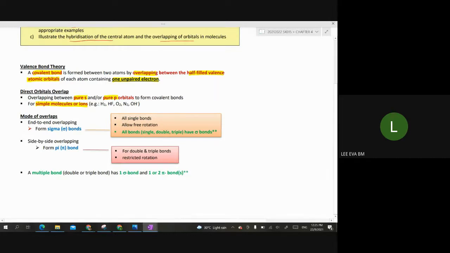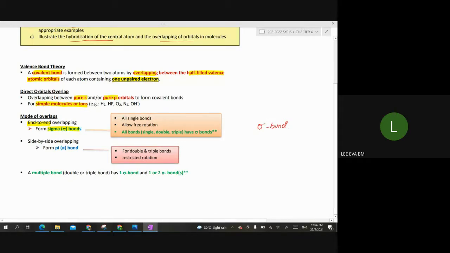Okay, so before Madam showing you example, you need to know there is two modes of overlapping. So first mode is what we call end-to-end overlapping. End-to-end. Okay? And when you have end-to-end overlapping, you are forming a sigma bond. So we are using the symbol like this, sigma. Okay, please learn about how to draw the sigma bond. Yeah, sigma bond, end-to-end bonding, end-to-end overlapping.